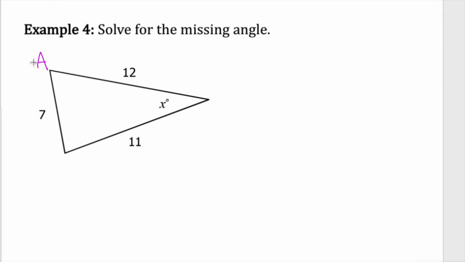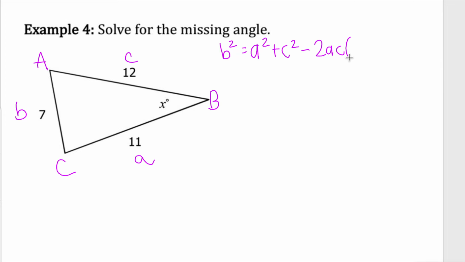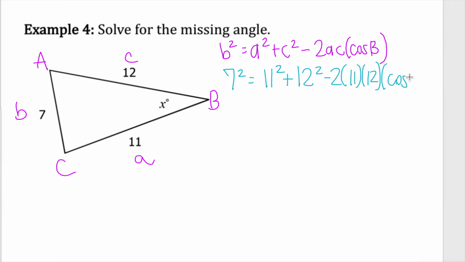So still want to start by plugging in our A's, B's, and C's, whatever's given to us. And it looks like we're trying to figure out what is B. So we want to use the cosine of B formula, which would be B squared is equal to A squared plus C squared minus 2AC times the cosine of B. Okay, so let's go ahead and plug that in. B squared, 7 squared, is equal to A squared, 11 squared, plus C squared, 12 squared, minus 2 times 11 times 12 times the cosine of B, which we don't know yet, so I'm going to write cosine B, just like that.